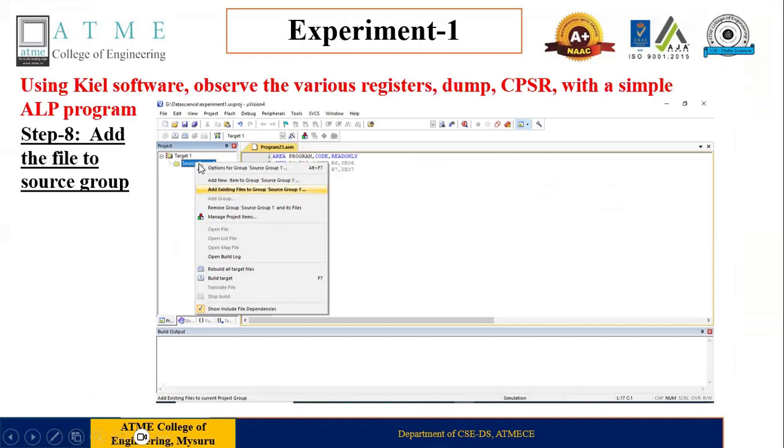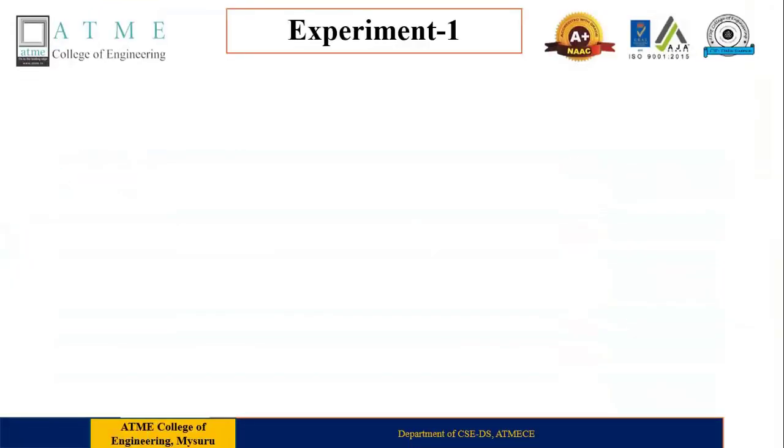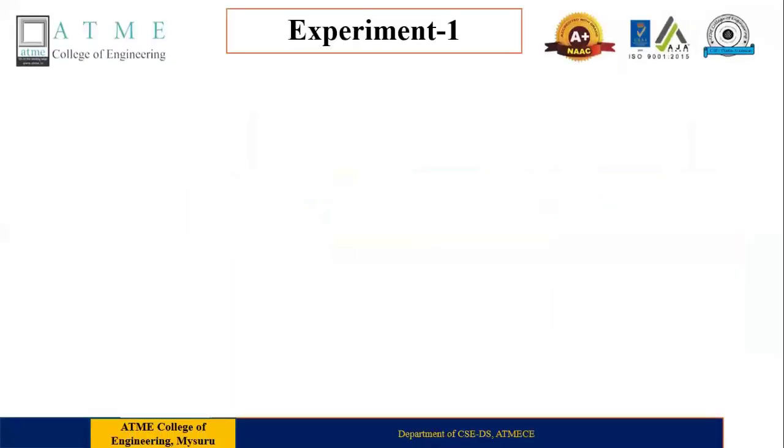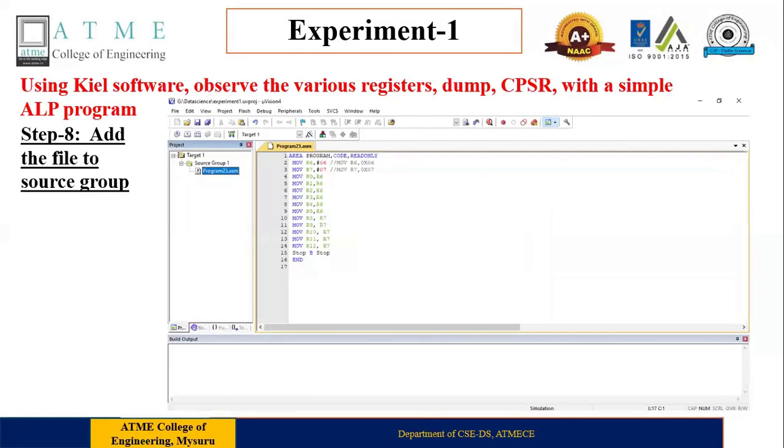Just right click on the source code group and you will get a tab. Here click on add existing file to group source code. Clicking on that will redirect to the directory where you created the project. Here you select program 23, which is the file name I had given for this program. After selecting that, click on OK. Automatically program 23.asm will be added to source group 1.